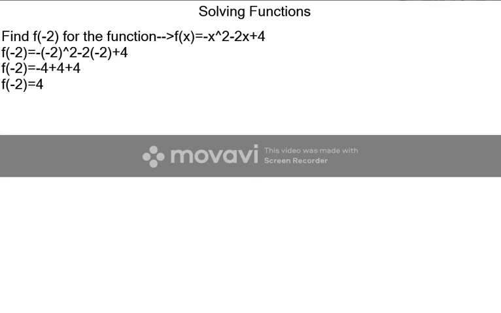And something really cool about this is that if you graph this in your calculator, right? If you graph this function up here, negative x squared minus 2x plus 4, you see that our answer, f of negative 2 equals 4, is actually a coordinate. For x, which is negative 2, you get a y value of 4. So negative 2 comma 4 should be a coordinate on your graph. So that's something really cool.